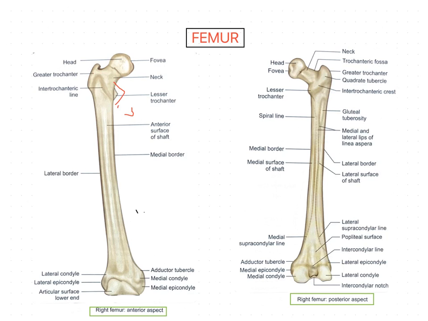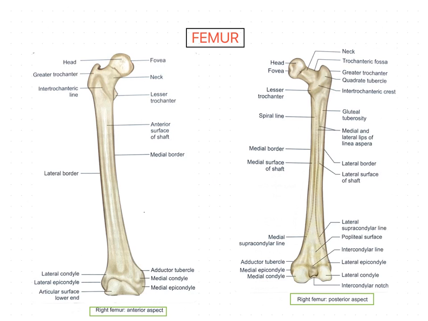This one is also giving insertion to muscles, as you know, the iliopsoas. Next, we will see the intertrochanteric line. This intertrochanteric line is a rough oblique ridge placed at the junction of the anterior surface of the neck with the shaft. Okay, this is called the intertrochanteric line.